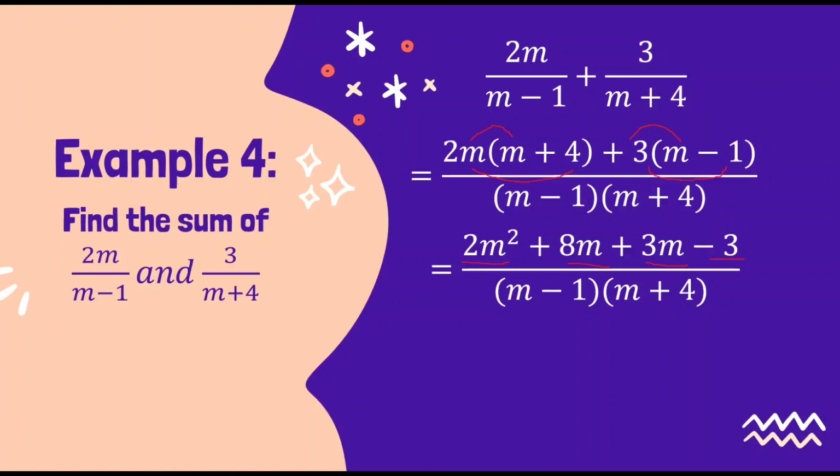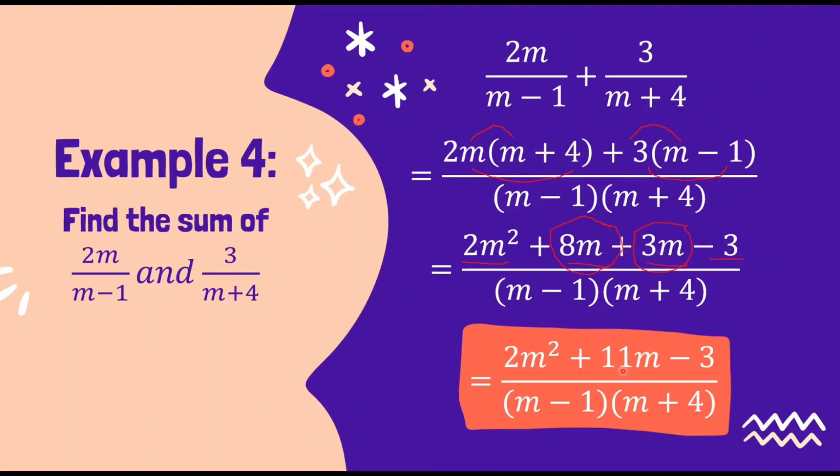Okay, after that, we need to combine like terms. Which of these are our like terms? Do we have like terms here? Okay, we have like terms. Our like terms are positive 8m and positive 3m. Ma'am, is 2m squared included? No, because it is in the second power, while these two are only in the first power. So let us combine. What is 8m plus 3m? Very good. We have 11m.